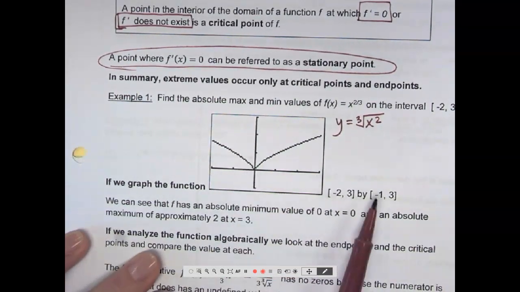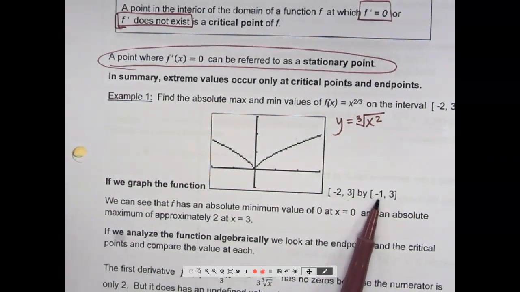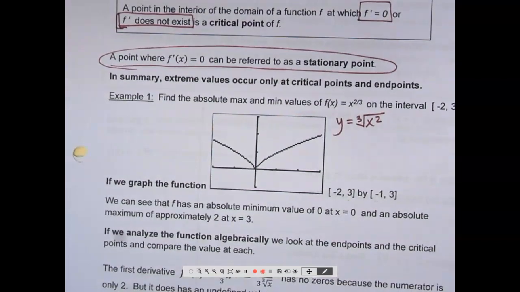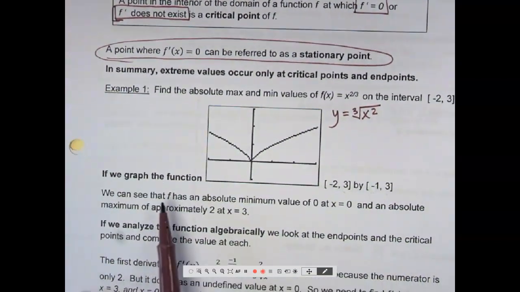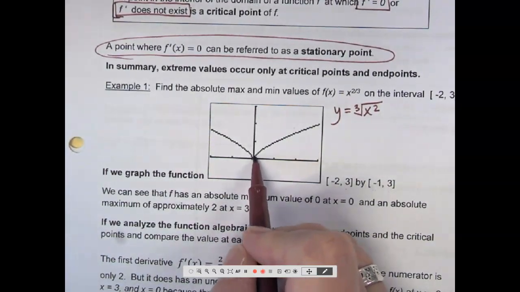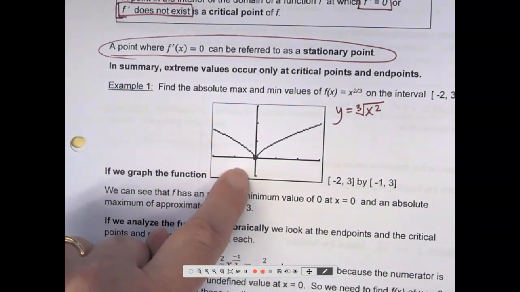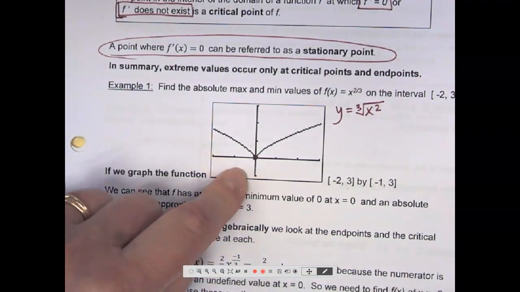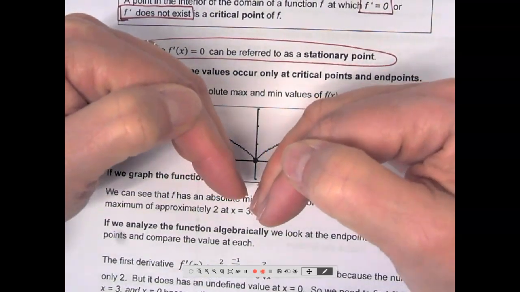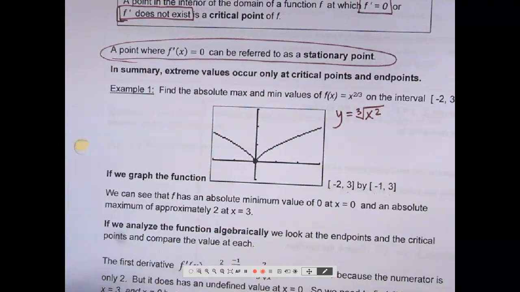Okay, so here is the graph only from -2 to 3 on the domain, and the range that is showing on this window screen is from -1 to +3. If we graph it, we can see that we do have an absolute minimum value at 0, 0. What is the derivative there? It's undefined, because technically, as we're coming in closer and closer with this curve, the tangent there is vertical, and the slope of a vertical is undefined.